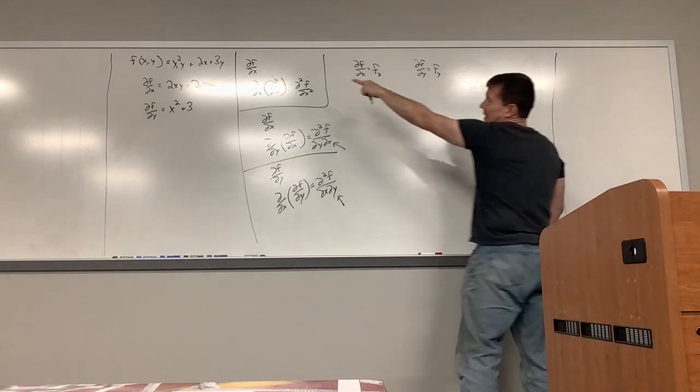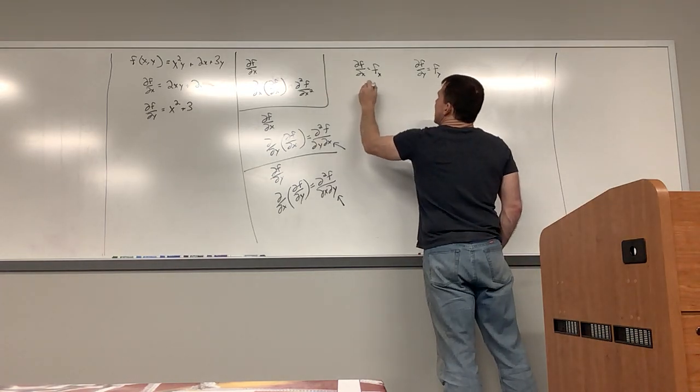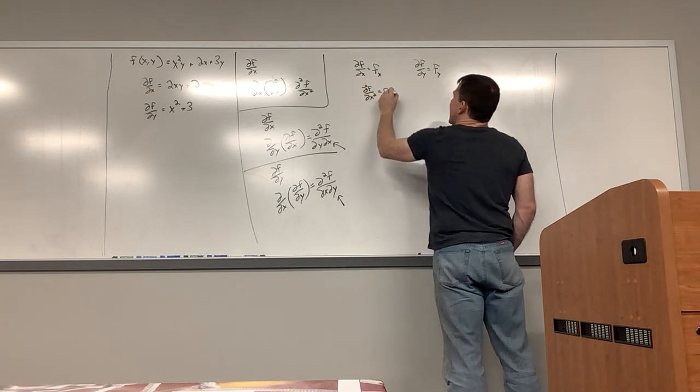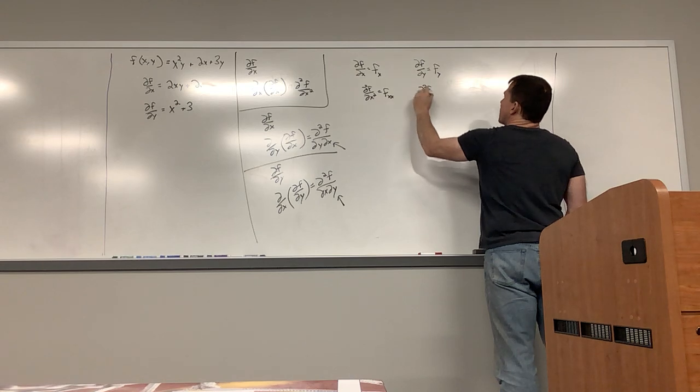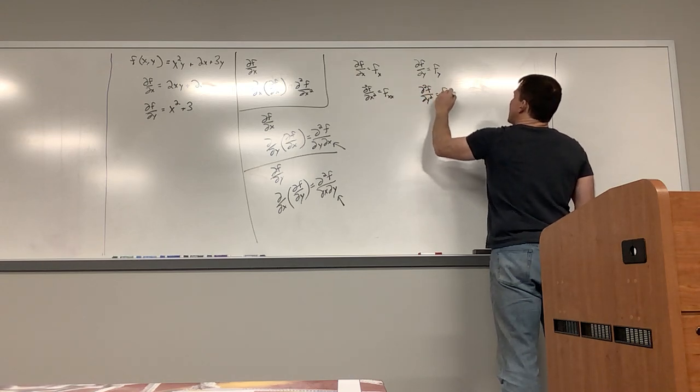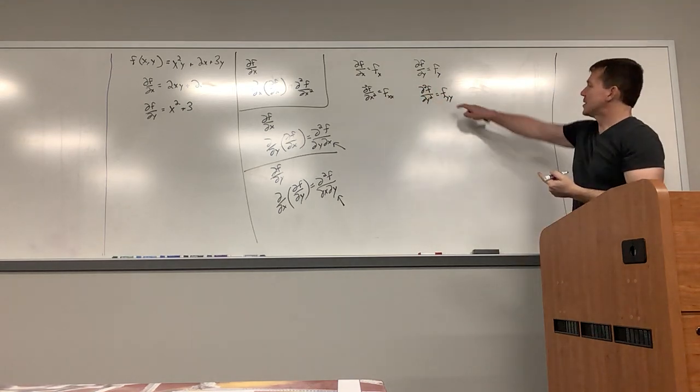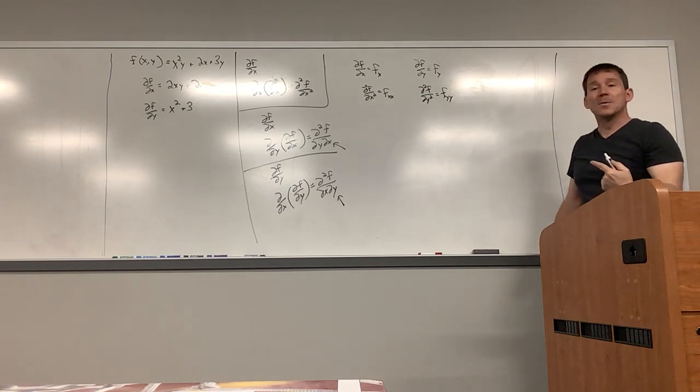If I then wanted to continue that and say, take the second partial of f with respect to x twice, that's just f sub xx. If I wanted the second partial of f with respect to y twice, that's f sub yy. And you just kind of take the partials as you go.